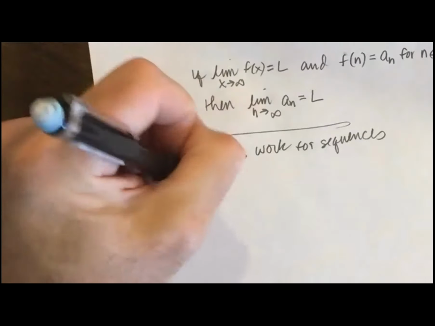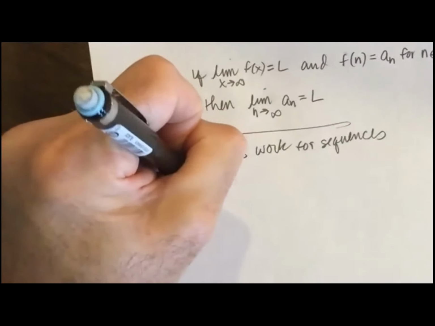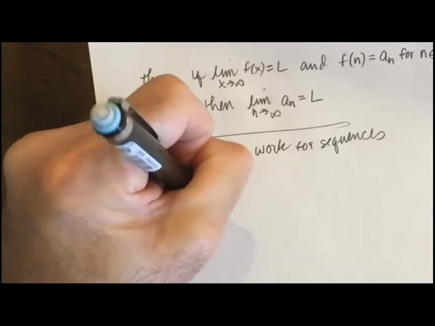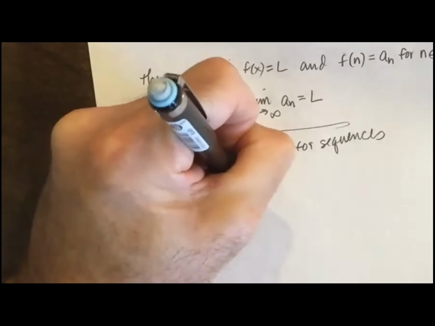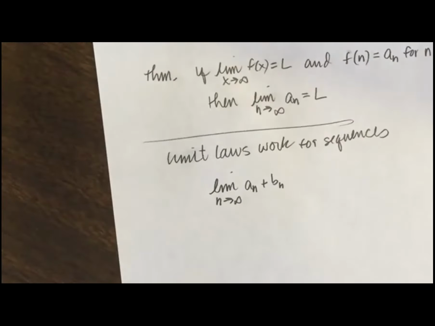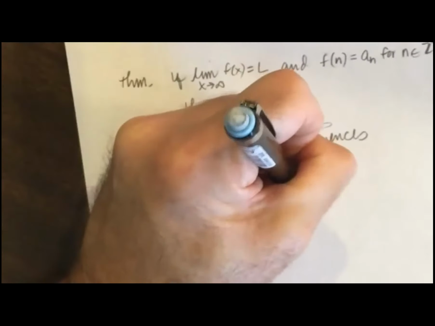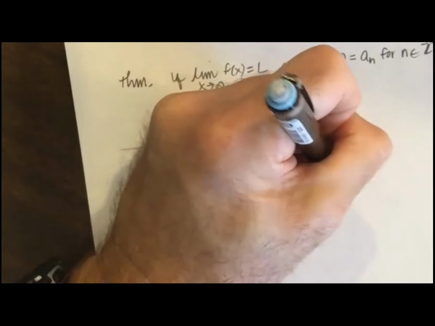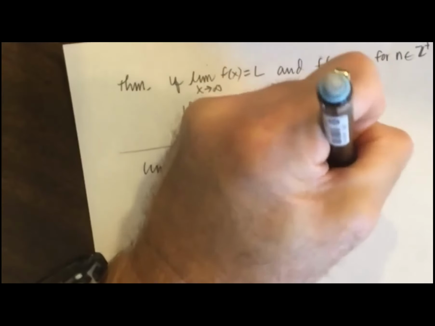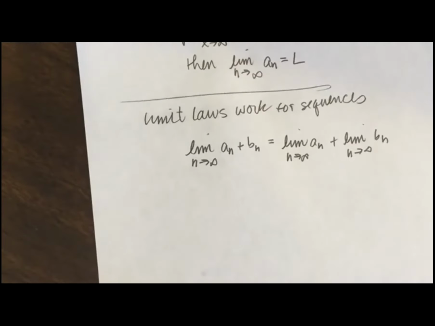Because if you wanna prove, let's just do an example. If I wanna know where the limit of a sub n plus b sub n goes, then what do I want to probably say? I want to say that's the limit as n goes to infinity of a sub n plus the limit as n goes to infinity of b sub n. In other words, if I have the limit of the sum, it's the sum of the limits. That's a limit law, isn't it? So how would I prove this is true?